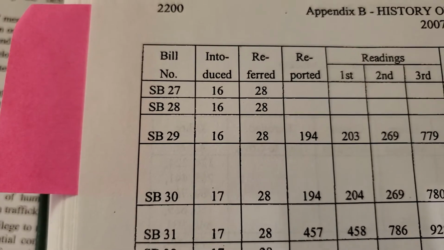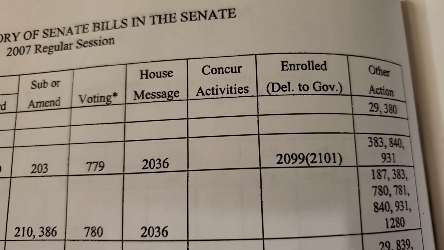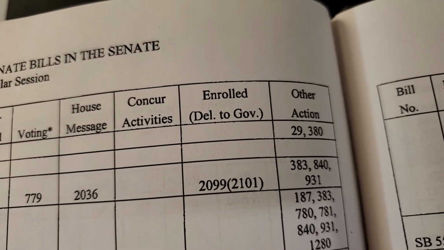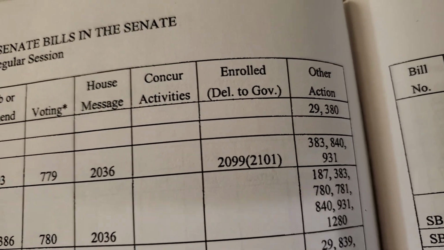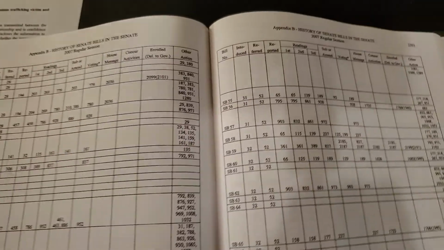By the way, I'm not looking at my bill, I'm just looking at the one at the top of the page. And then the voting. Other things like the House message and enrolled to send to governor, those are important, but you kind of know those happened because you have a bill that's been done.